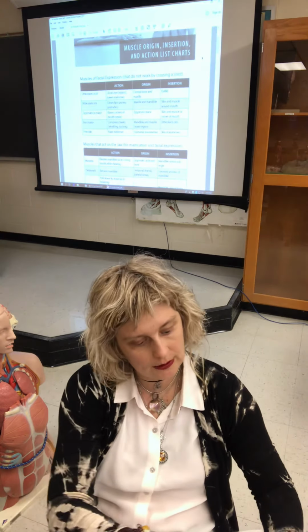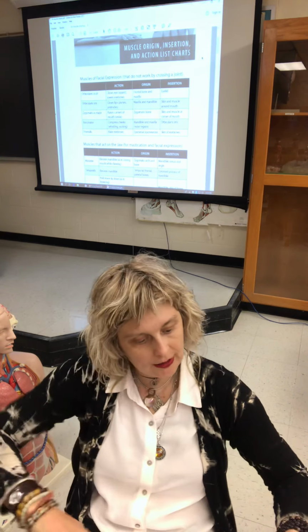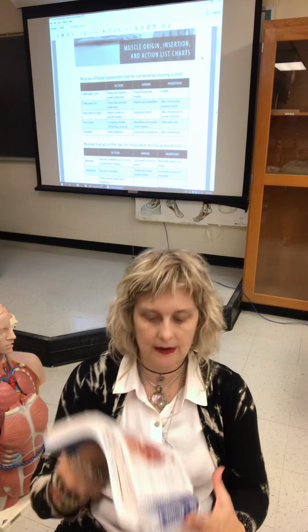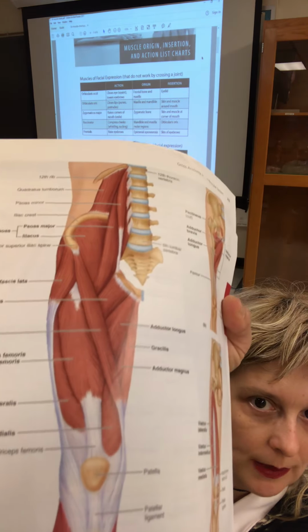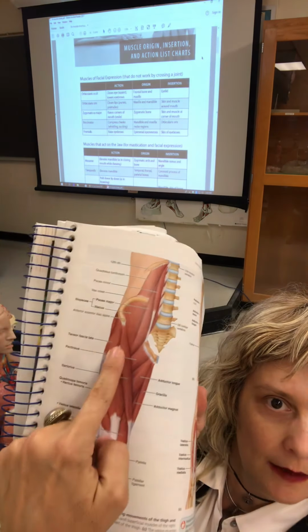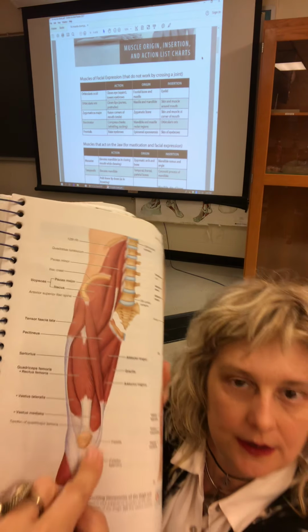So let's go over a little bit of detail. Where are you going to find this muscle in the book? You're going to find it on page 211, the chart, and then the figure is going to be on 212. There's your Sartorius, long strap-like muscle. I'll point to it again. Ta-da, right there. Long strap-like muscle, Sartorius.